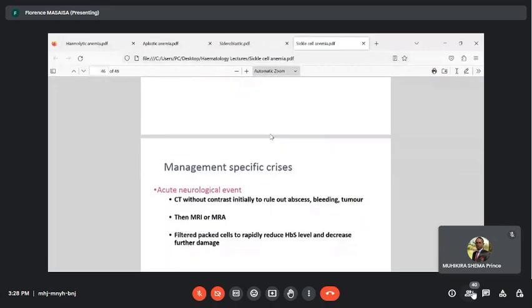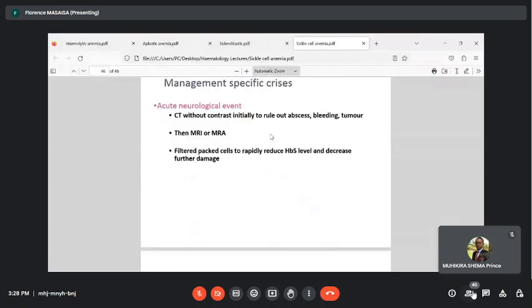This patient may also have a high risk of developing adverse events like stroke and so on. You should be asking for a CT scan and MRI. Then you also do a filtered packed red cell transfusion to reduce the hemoglobin S level and decrease further damage. So these are the things to consider.